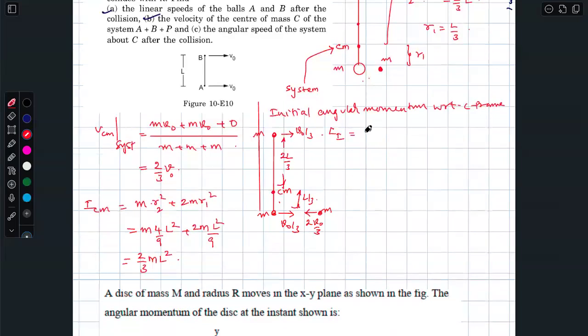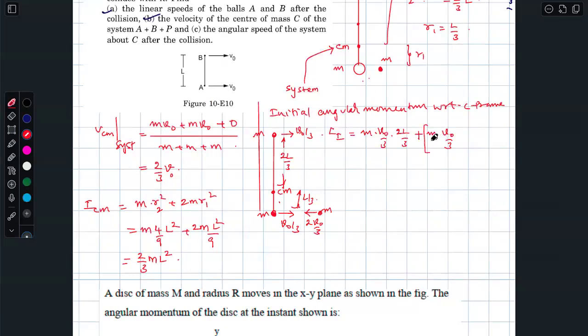So therefore, M into V naught by 3 into 2L by 3 plus, you will make one mistake, this one will be in the opposite direction. Why? Clockwise. Even point mass also clockwise. This one will have anti-clockwise sense. So M times V naught by 3.